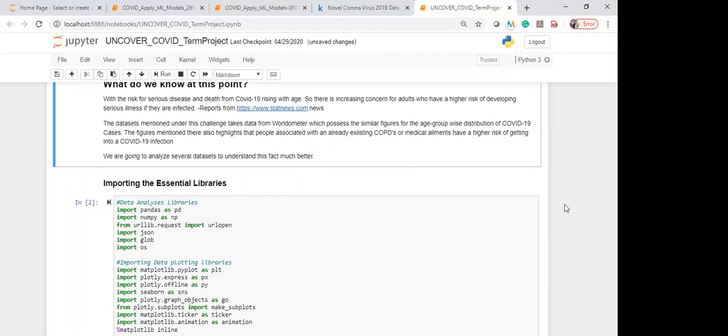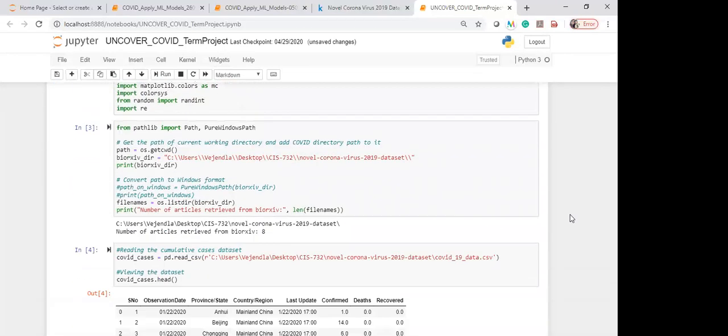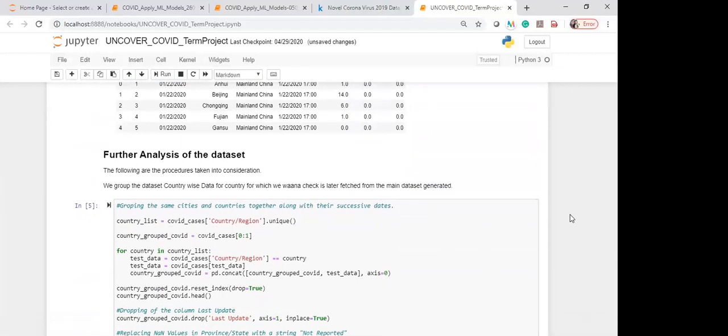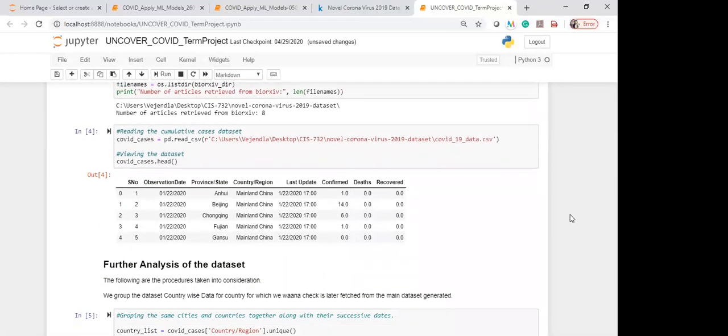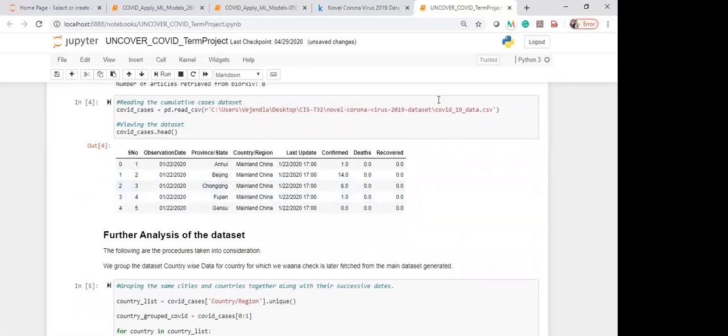But this is limited to the age and place of the people. I've not gone into so many other details. It's just a few demographic details. This is the data set that I've taken, and these are the basic features it contains, like the observation date of each confirmed case, the province and state, the country, the confirmed cases, deaths, and recoveries.